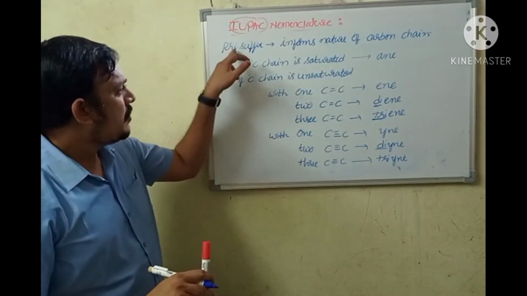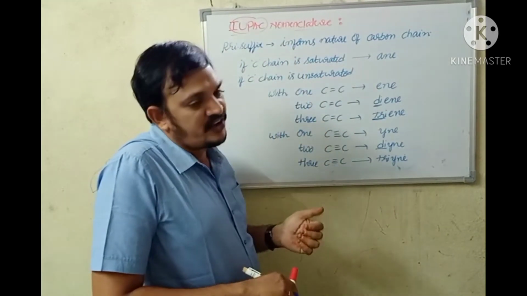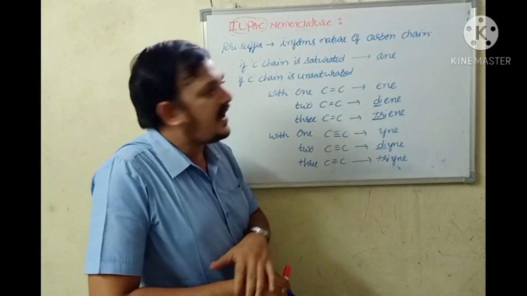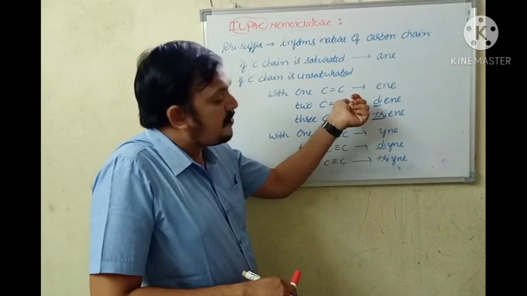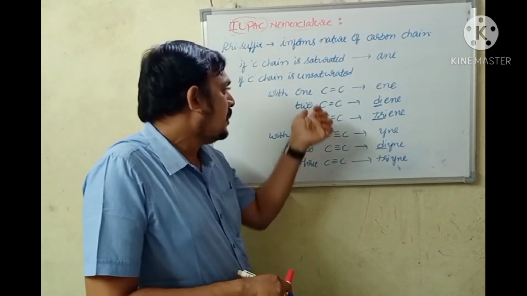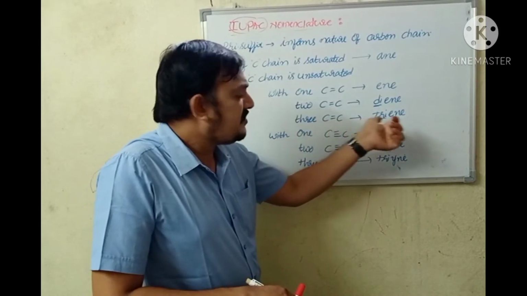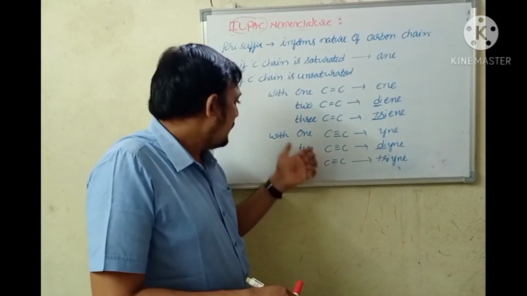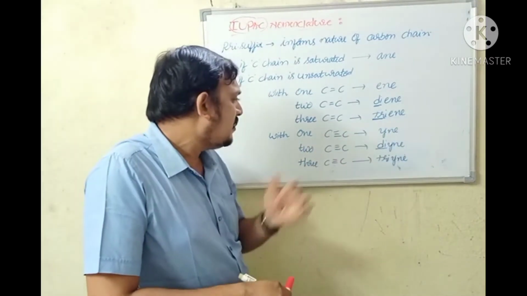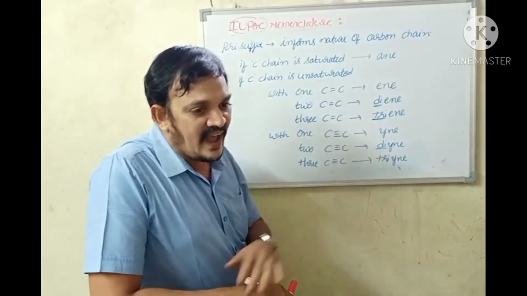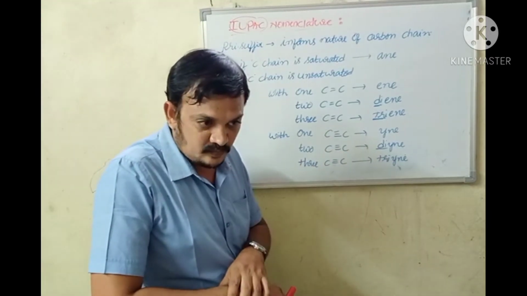So once again, primary suffix informs the nature of the carbon chain. If the carbon chain is saturated, primary suffix will be ane. If unsaturated with one C double bond C, it will be ene. Two C double bond C's, diene. Three C double bond C's, triene. In the same way, if unsaturated with one C triple bond C, it will be yne. Two C triple bond C's, diyne. Three C triple bond C's, triyne.